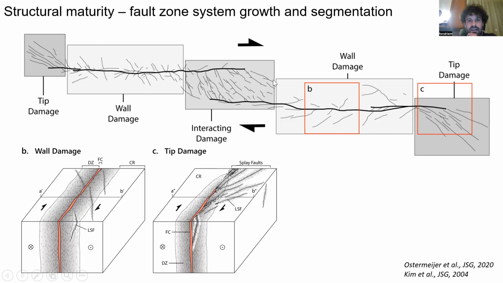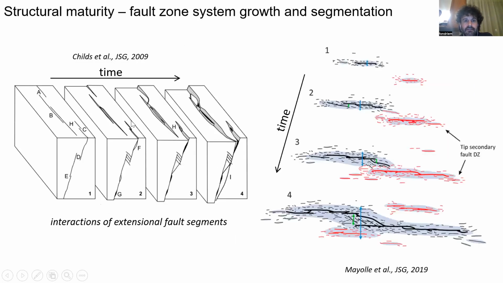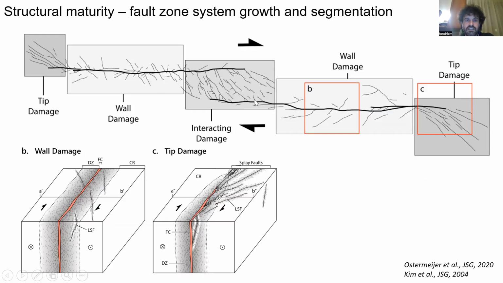And here, where you have instead two interacting fault segments, you will have what is called the interacting damage zone. So normally, when you have two fault segments interacting, you will have an increase, for example, of your fault zone thickness because you will have two fault damage zones interacting and overlapping each other. And so you can see this concept here in 3D. The same concept is shown here in map view for a strike slip fault.